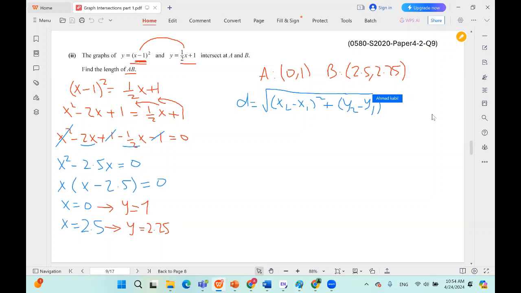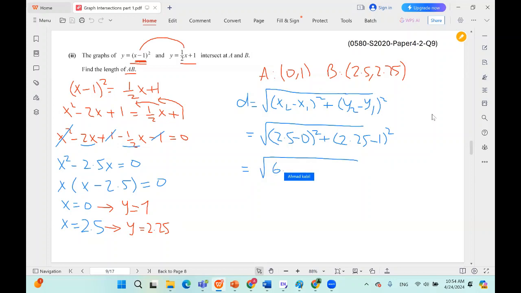We substitute the values, so 2.5 minus 0 squared plus 2.25 minus 1 squared, this is equal to root of 6.25 plus 1.25, which is 2.25 minus 1, squared. So 1.25 squared. I'm going to need a calculator for this. 1.25 squared gives me 1.5625.